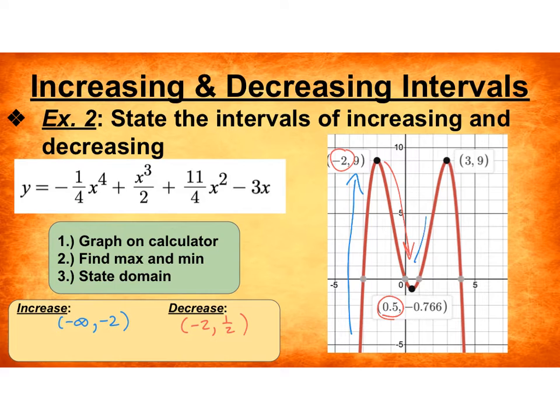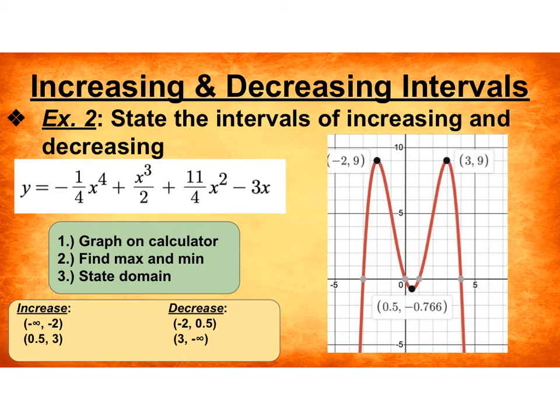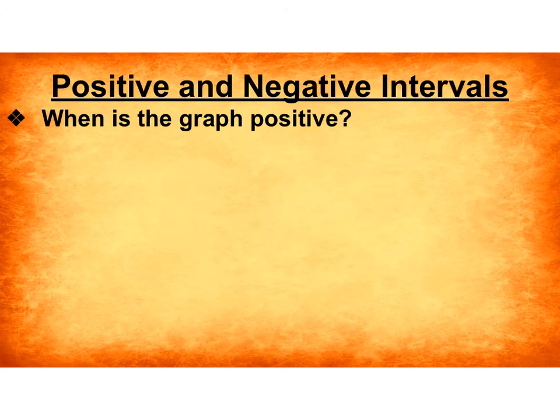Then I'm increasing 1/2 to 3. And back to decreasing, and that's 3 to positive infinity. Be careful, remember this is positive infinity even though it's pointing down. Decrease, that should be positive infinity there, 3 to positive infinity.